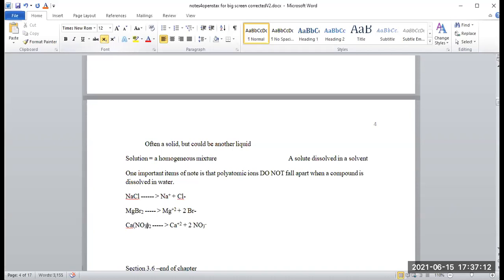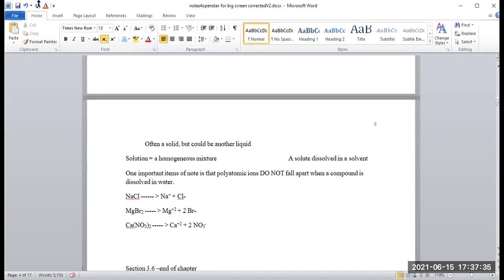So sodium chloride, standard straight up table salt. Okay, drop it in water, give it a stir. What you're actually getting in your solution is a mixture of sodium ions and chloride ions.